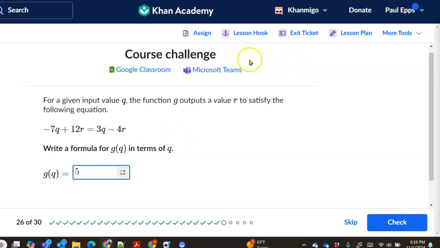Well, I mean 5q over 8. Let's do it like that. Well, I guess we could do it the other way. We did 5/8, and then out here we put the q, right? 5/8 q. Yeah, that should be okay.